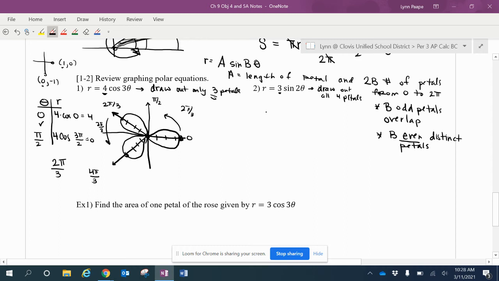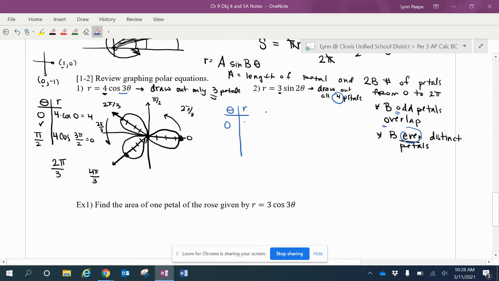All right. Okay, so let's go ahead and do the next one. So 3 sine 2 theta. So I'll be looking for 4 distinct petals because b is even. So the odds overlap. And so instead of seeing 6 petals, I see only 3 because the other 3 would be overlapping. All right, so again, I always start out with just doing a t-table and then substitute in a couple quadrantals to get the gist of where my petals are going to land.